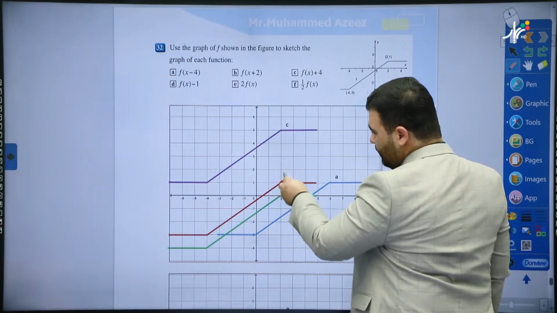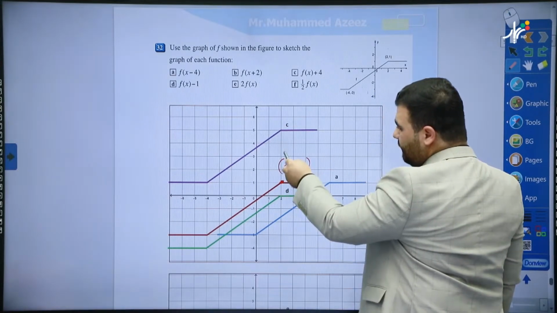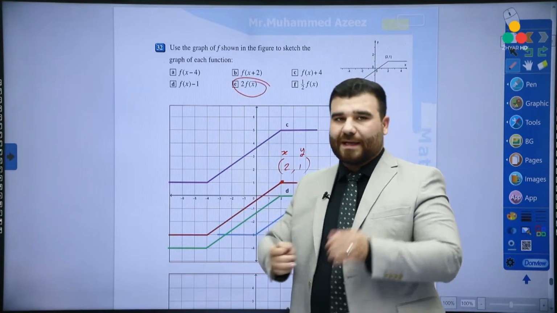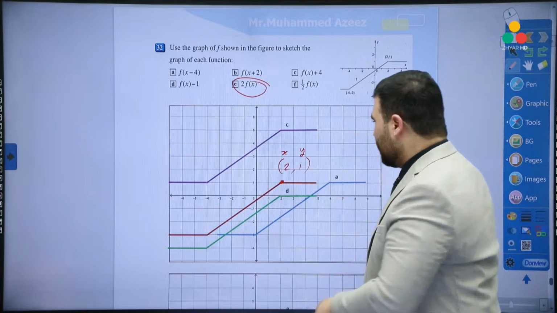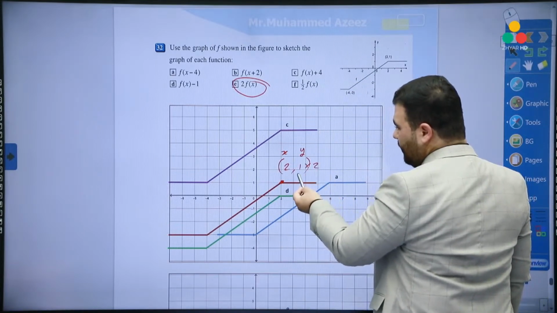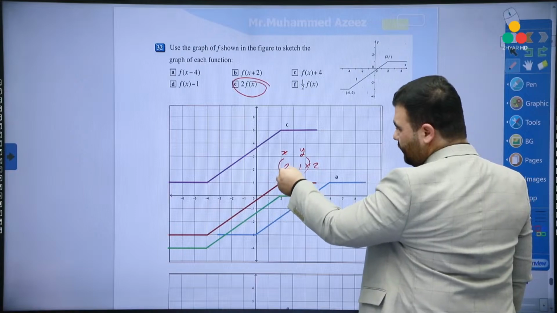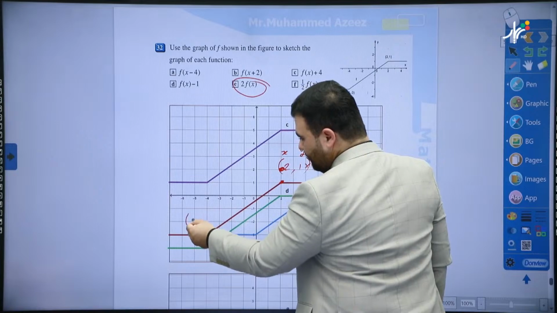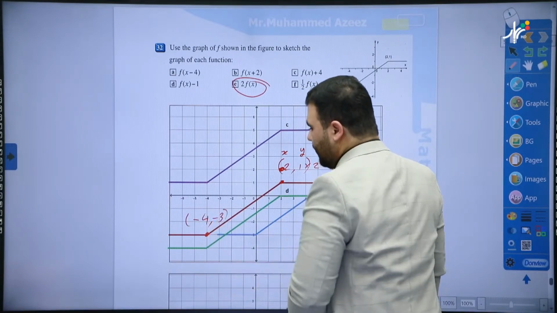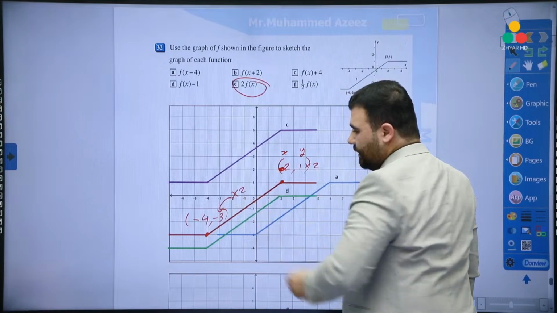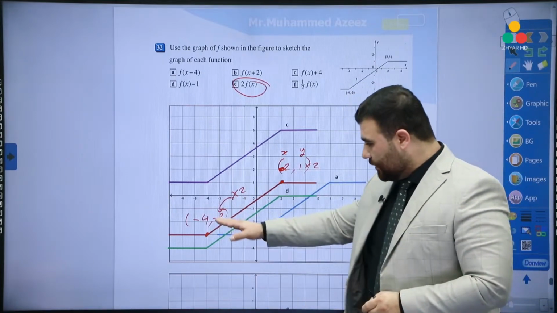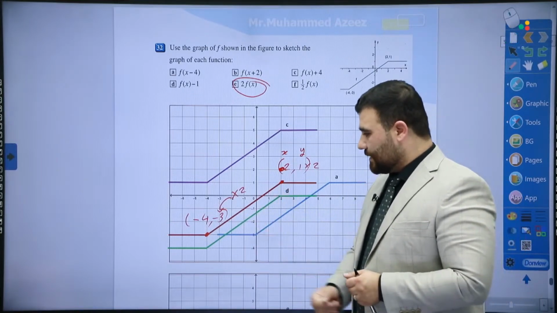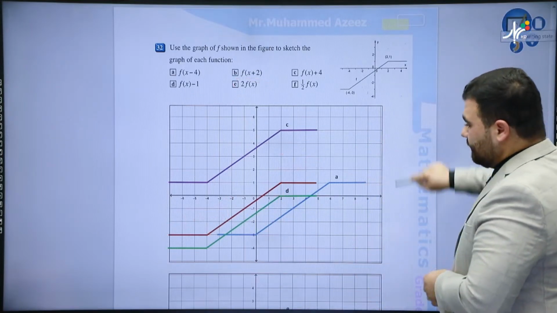Again, the point (2, 1). Every point, the first number is x, the second number is y. Since here the change is on y, 2 times f of x means 2y. We only double this y, multiply by 2. The point (2, 1) becomes (2, 2). It will be this point. This point, which is at (-4, -3), if we multiply the y by 2, will be (-4, -6). So the point will go down, and then joining them will make a graph that is twice as tall as this graph. We can see it in the next diagram.